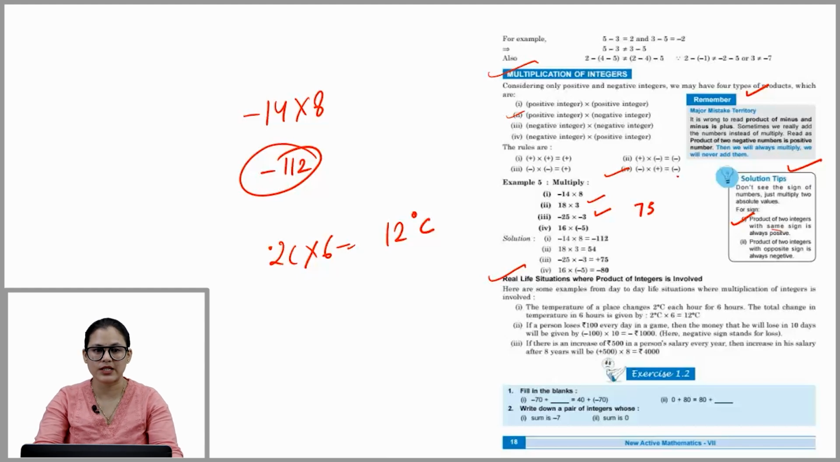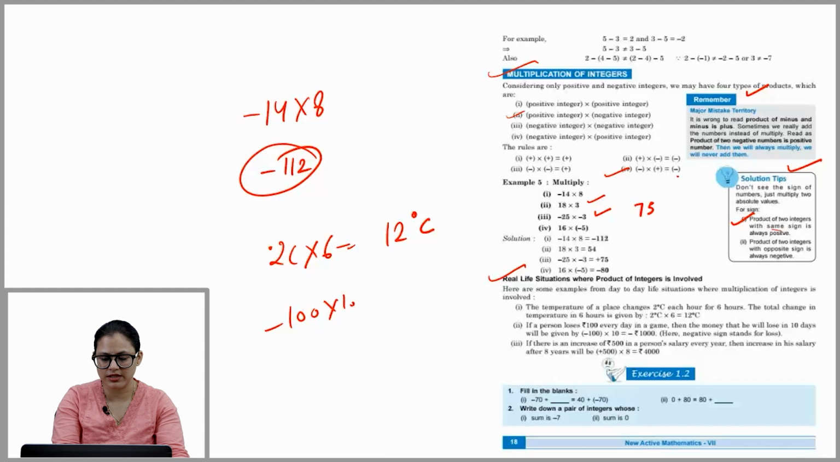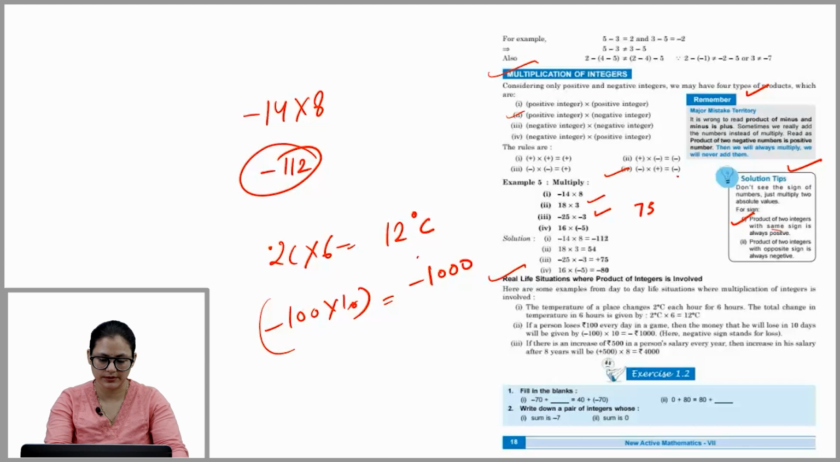Number 2, if a person loses 100 rupees every day in a game, then the money that he will lose in 10 days will be given by minus 100 into 10. Why minus? Because he is losing that money, okay? So, negative 1000 rupees is the answer. Your negative sign stands for loss. Number 3, if there is an increase of rupees 500 in a person's salary every year, then increase in his salary after 8 years will be, you will multiply 500 by 8. So, you will get rupees 4000.